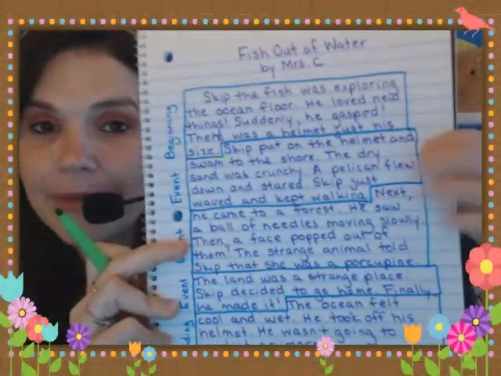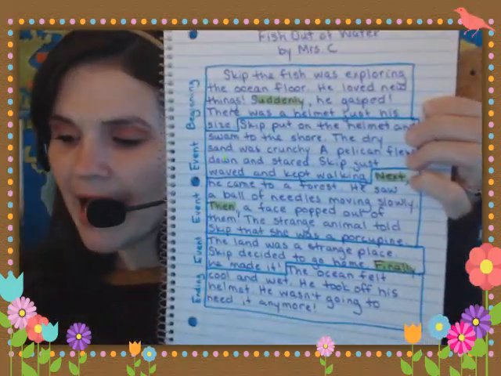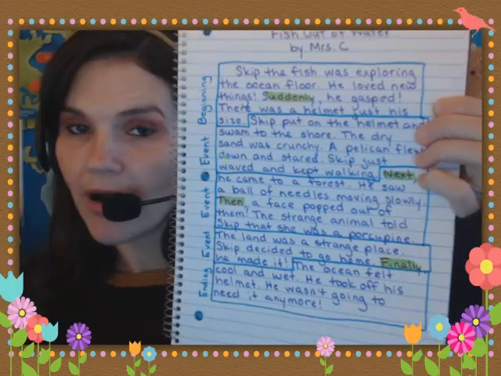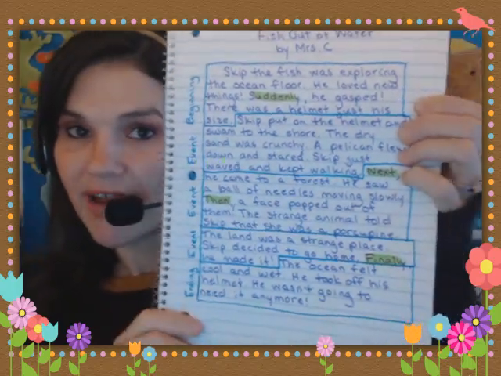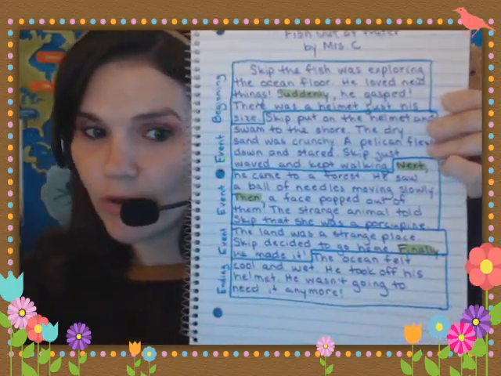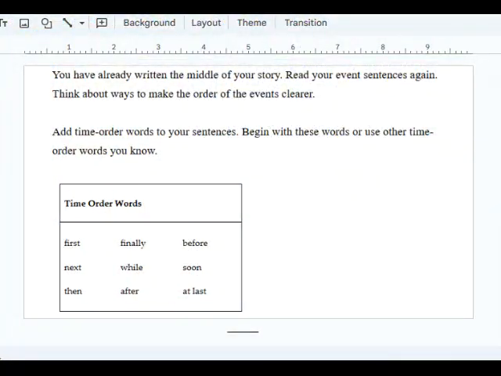So here's my writing. I'm going to go ahead and highlight the time order words that I used. I have next right here, then right here. Oh, suddenly right here. Let's see, finally, right here. So I've got some time order words in my draft already. I might be able to even add some more. I'll check that and we'll look at my final draft and see if I add even more time order words to this writing. All right, let's go ahead and move to our next lesson.